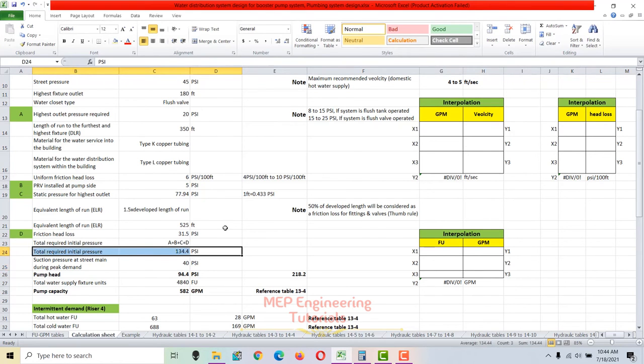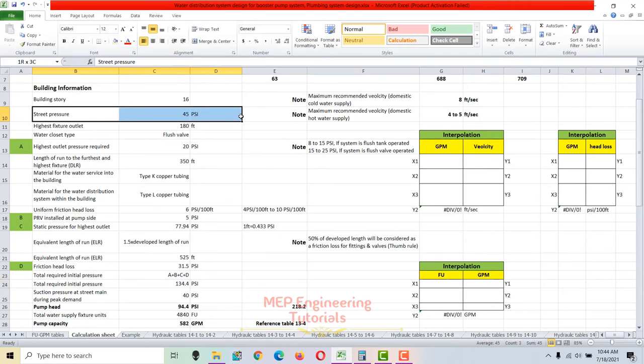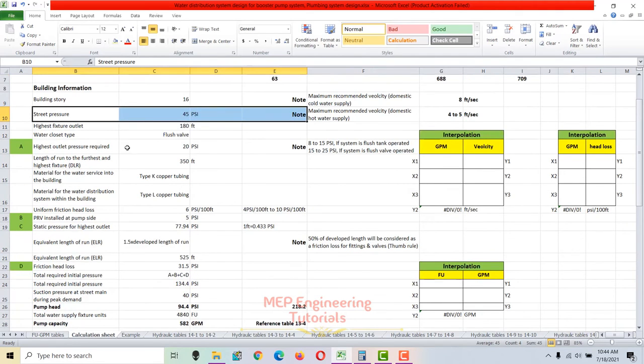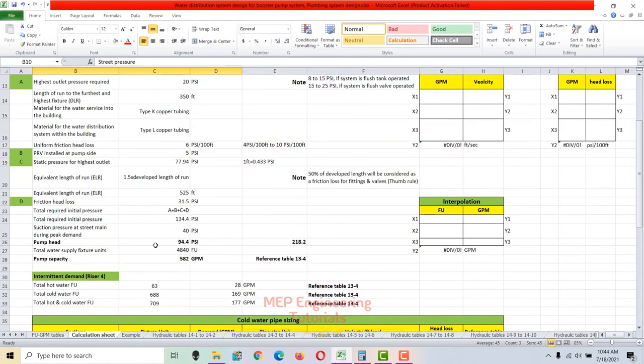So now we know that the street pressure reported is 45 psi. But in a case of peak demand, you will not get this 45 psi, maybe 5 to 10 psi less. So it is a good practice to take 5 to 10 psi less than the pressure reported by the local authority. So I'm going to subtract 5 psi from this reported street pressure in a case of peak demand. So here it will be 40 psi.